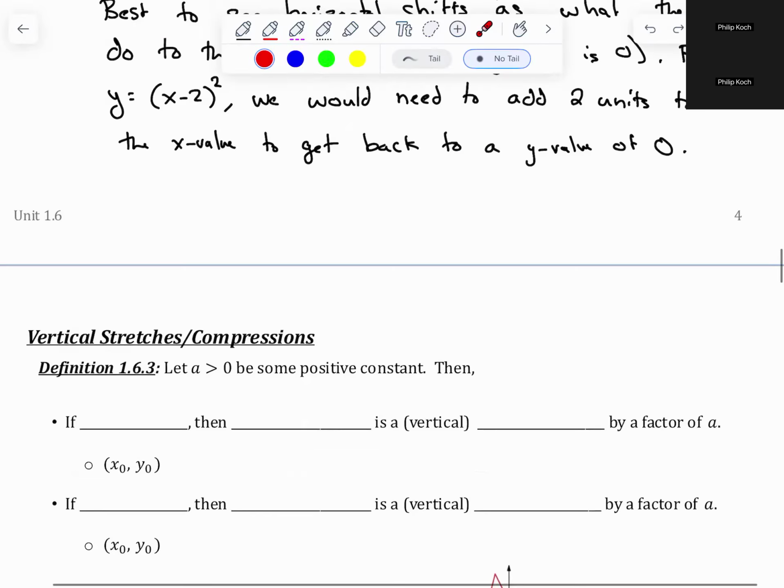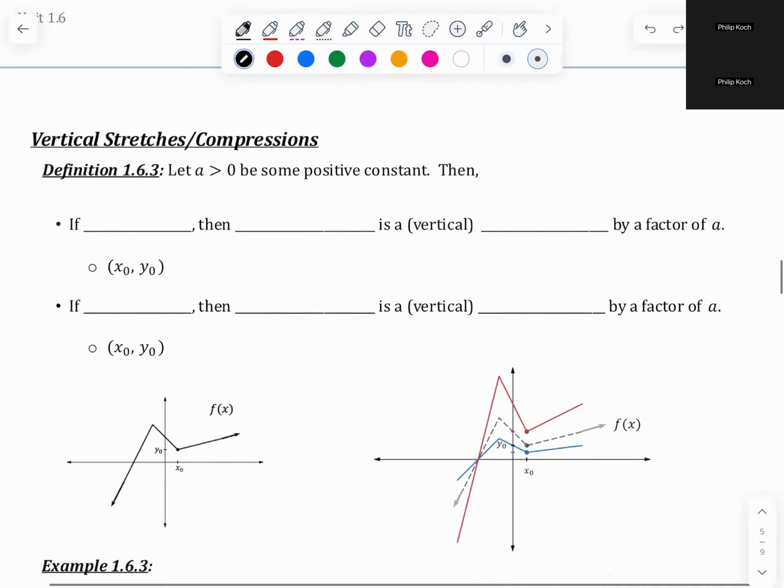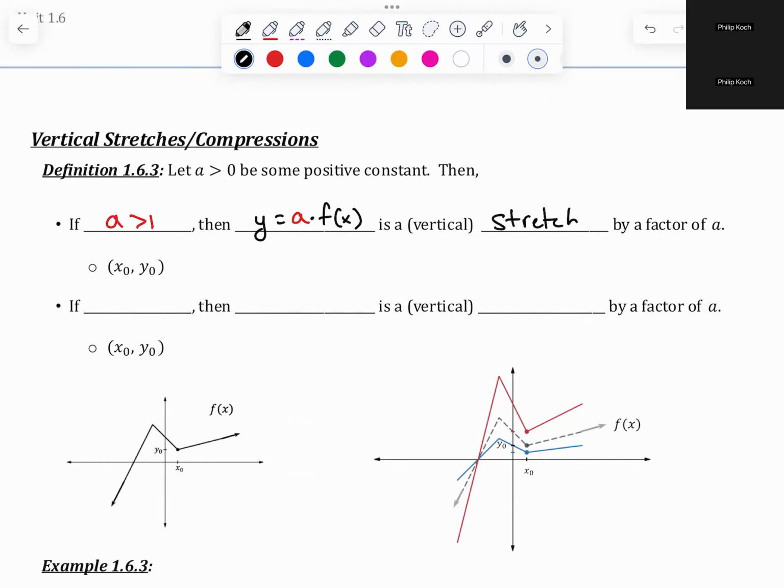Then if A is greater than 1, then y equals A times f of x is a vertical stretch by a factor of A. So instead of being x naught, y naught, it now becomes x naught, comma, A times y naught. So we multiply the y coordinate by A.